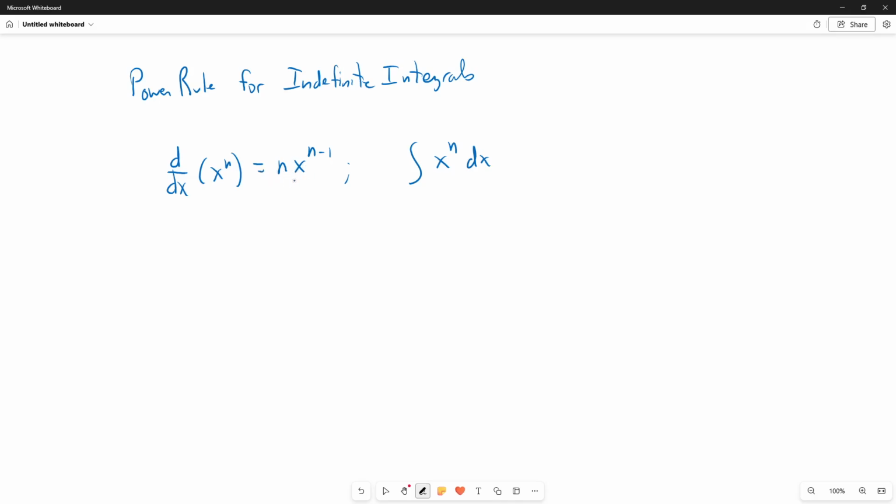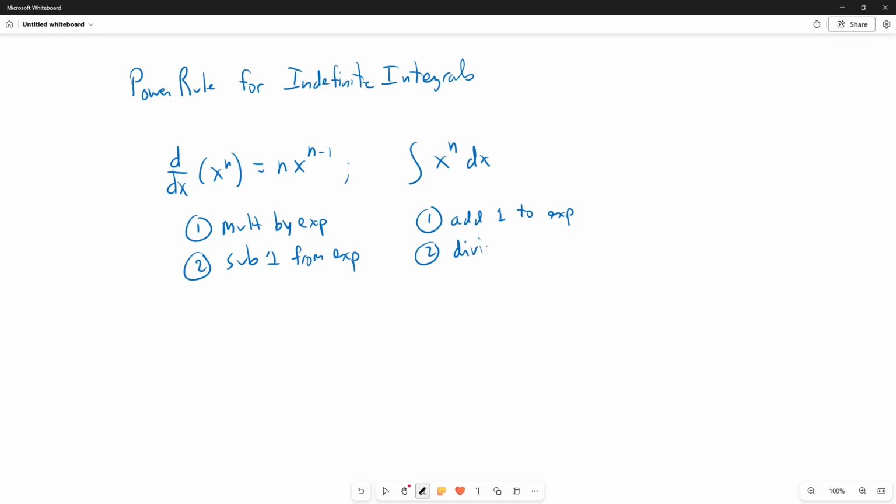So let's think of the power rule for derivatives as a two-step process. One, multiply by the exponent, and two, subtract 1 from the exponent. So to reverse that, we're going to have to first add 1 to the exponent, and then we will divide by the exponent. And this will give us the power rule for indefinite integrals or antiderivatives.